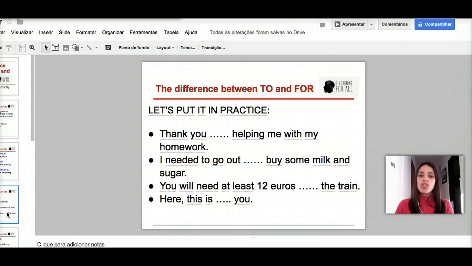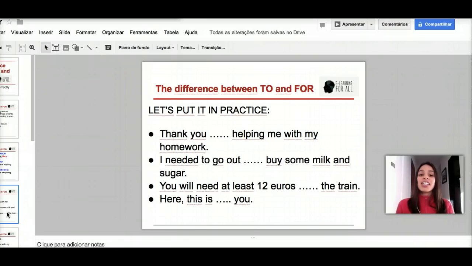I'm going to read the sentence and I want you to think which would be the correct preposition to use, to or for. Thank you to helping me with my homework, or thank you for helping me with my homework. What would be the correct answer? Think about it, okay? I'm going to give you the answers really soon. All right. The next one. I needed to go out to buy some milk and sugar, or I needed to go out for buy some milk and sugar. Which would be the correct form? Think about it. Try to answer. If you have a notebook, write it down. We're going to check the answers in a second, okay?